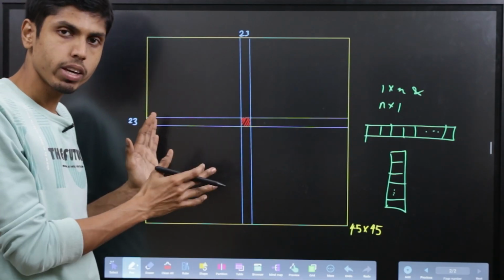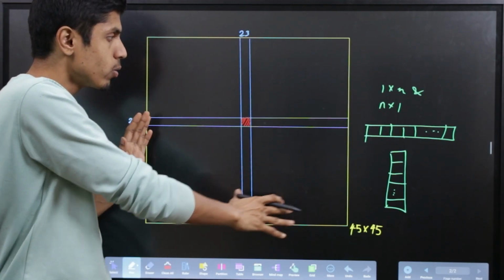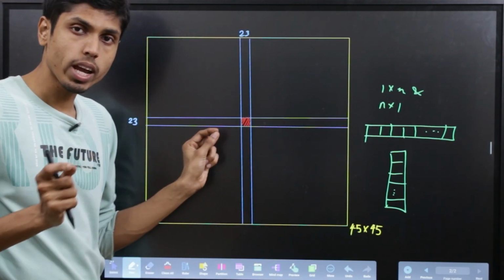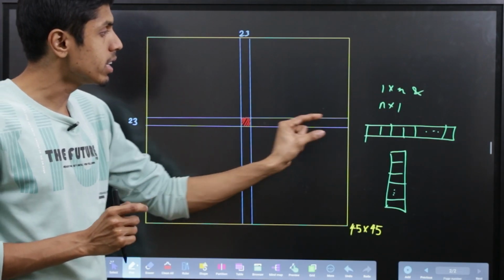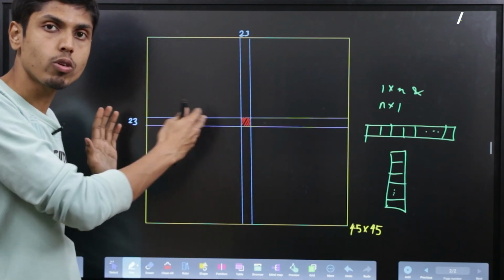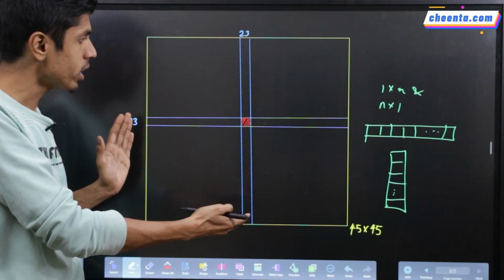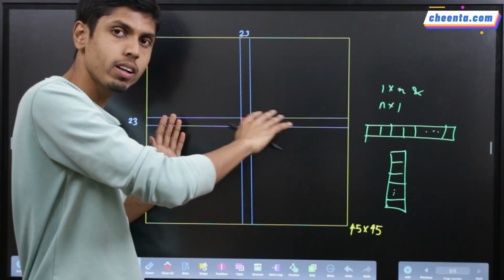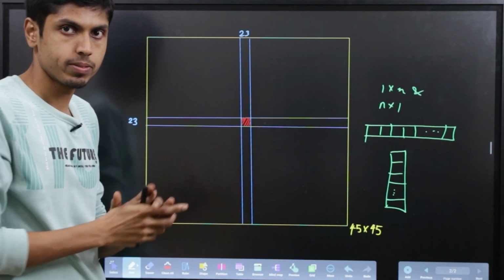What's the meaning of paving? You have to cover all the unit cells using these tiles without any overlap, and the tiles should not protrude out of the structure. The question is: for what values of n can you pave the structure?